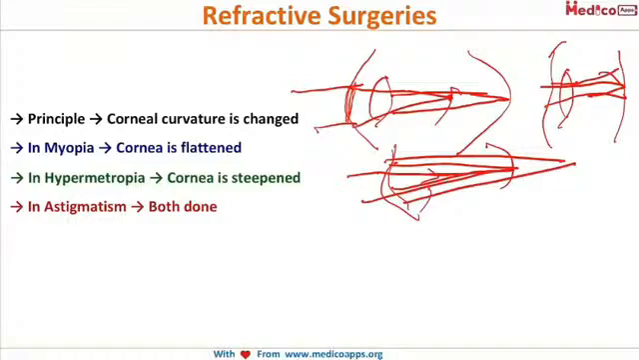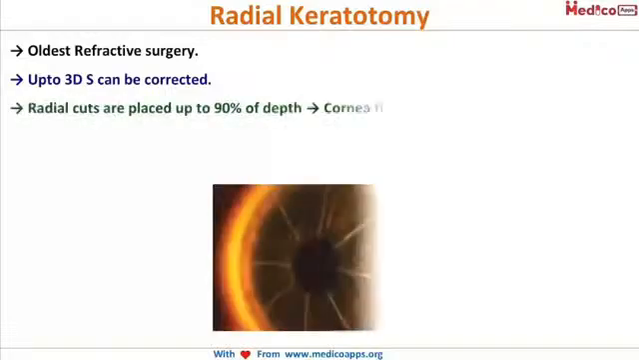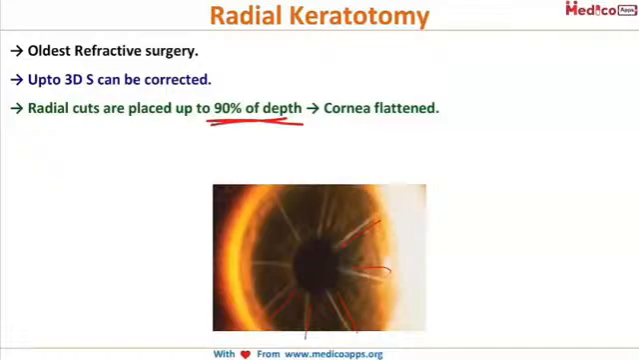And in astigmatism, both of these procedures are done. Now, the most primitive type of refractive surgery that was done is radial keratotomy. It could correct up to 3 diopters spherical error of the eye. The procedure was, you can see these lines. These cuts were made in 90% depth of the cornea, so the cornea would get flattened. So mainly you can understand that it was used to correct myopia.